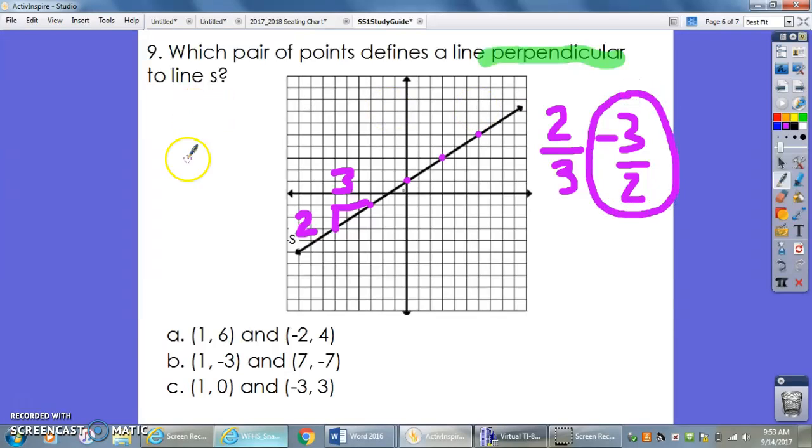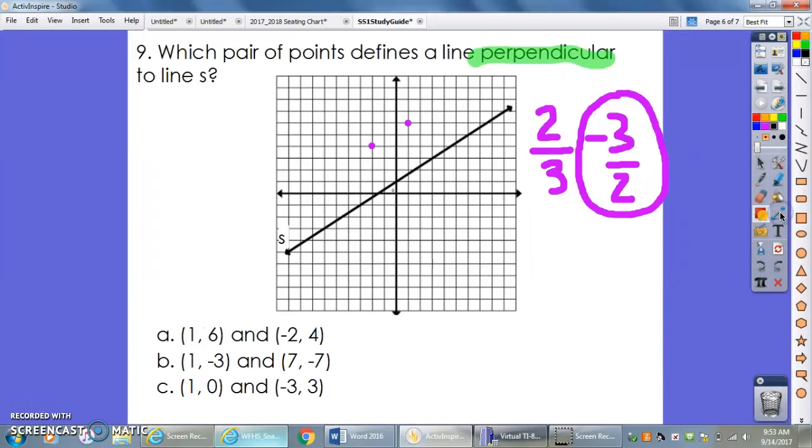All right, so I'm going to have to find which of these lines, there's 3 choices, has a slope of -3 over 2. Okay, so I could do it like that by finding the slope. However, when we graph the lines, we should be able to see our answer. So let me show you with the first one. So I'm going to graph (1, 6) and (-2, 4). All right, I'm also going to draw a straight line through those 2 points.